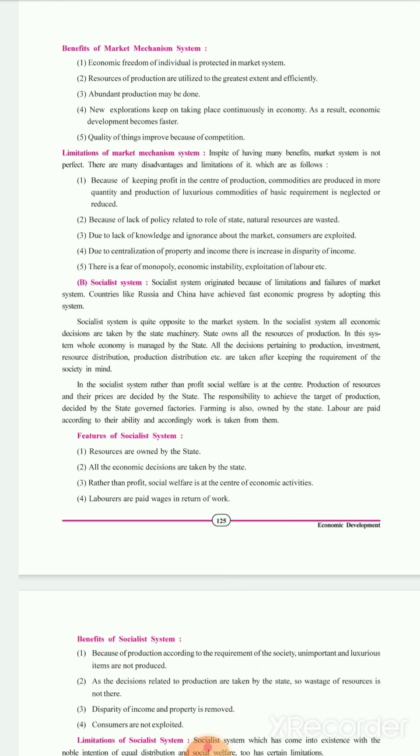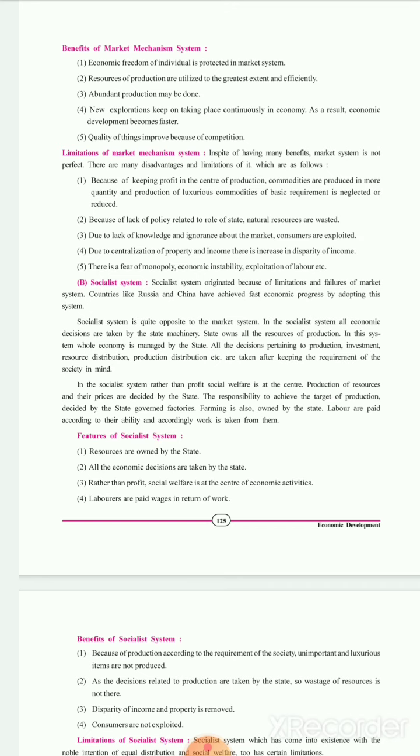As I told you earlier, that the producer and the worker are always trying to attain or achieve more and more production by spending less resources also, and the worker by using less time. So obviously production will take place faster and new methods will be found. And number five, quality of things improve because of competition. We always get a good quality because of the competition only, mind well.